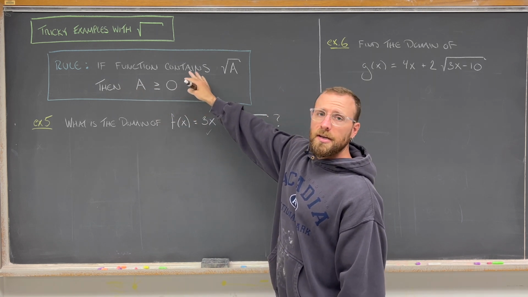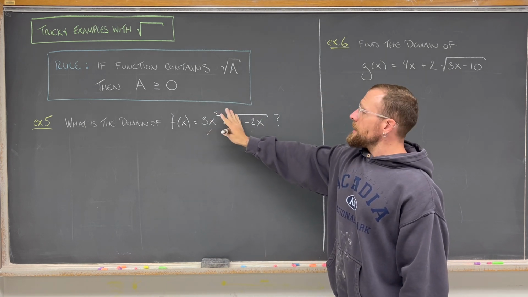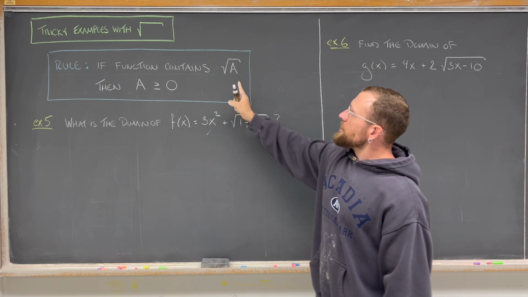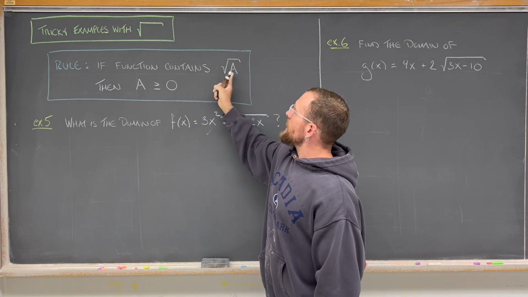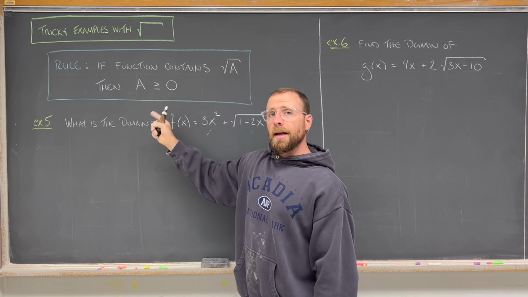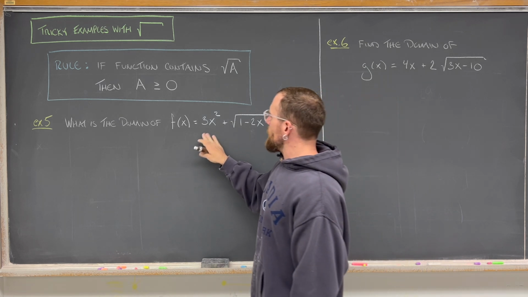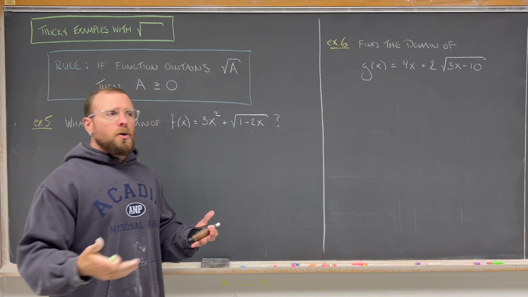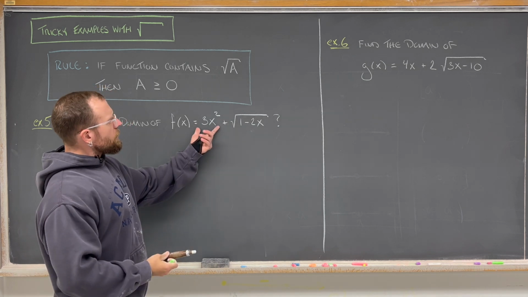If your function contains a square root expression, as mine does, the 3x squared is not a square root expression, but the square root of 1 minus 2x is. If your function contains an expression like that, then the thing underneath the square root sign that I'm calling a has to be non-negative, has to be greater than or equal to 0. So if you want to answer this question right away, you should be concerned about what could go wrong in a function like this. And nothing can go wrong here.